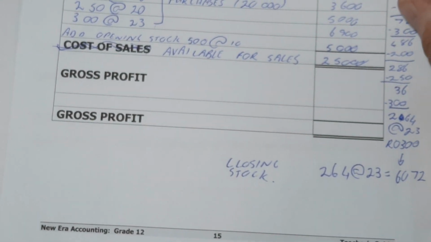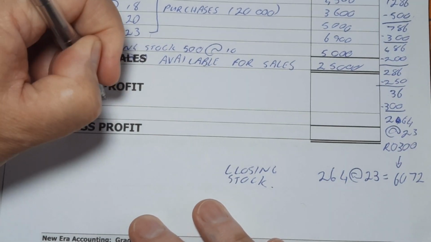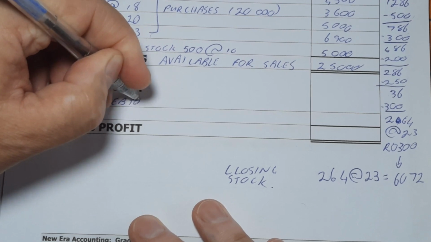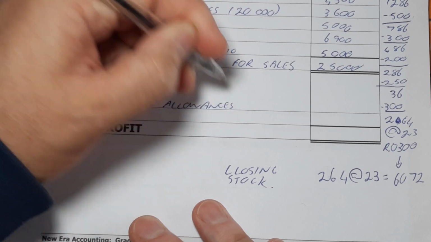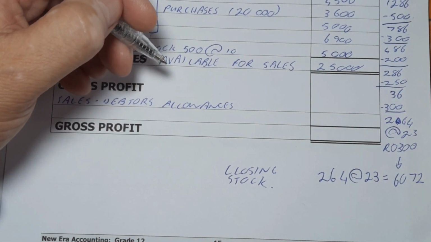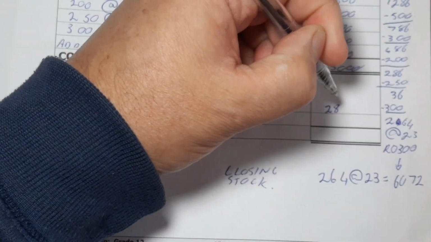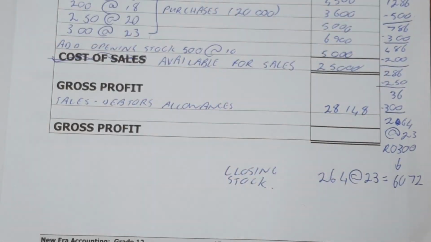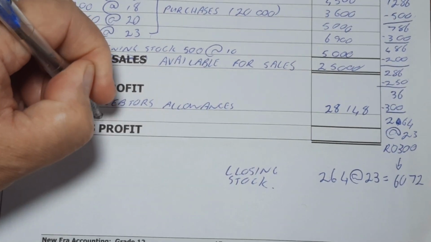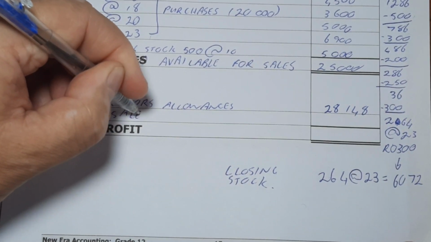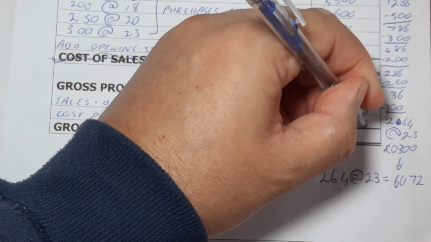To work out our gross profit, we always have to take our sales minus debtors allowances. In this case, there are no debtors allowances, there's only the sales. So the sales was 28,148. And we subtract our cost of sales. Cost of sales we worked out as 18,928.